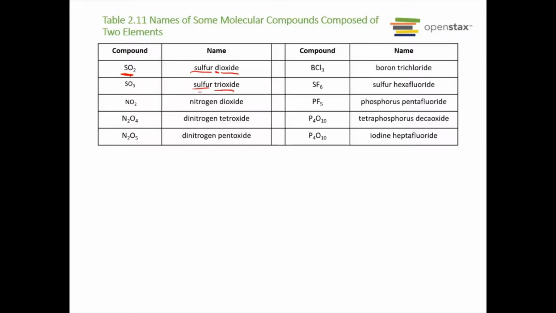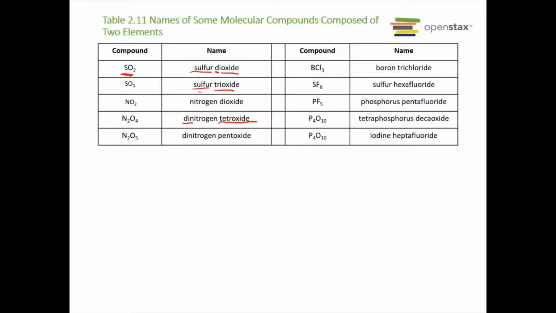Again, notice there's only one sulfur in both of these, so we don't say monosulfur. If it's just one, just leave it as so. But that's only for the first word. NO2 is nitrogen dioxide. N2O4 is dinitrogen tetroxide. So we get rid of the A. It's not tetraoxide, it's tetroxide. N2O5 is dinitrogen pentoxide.